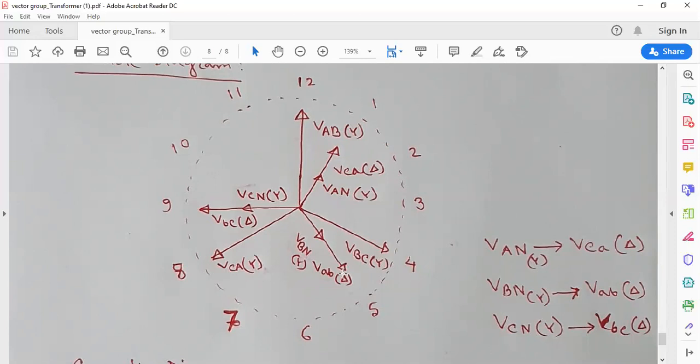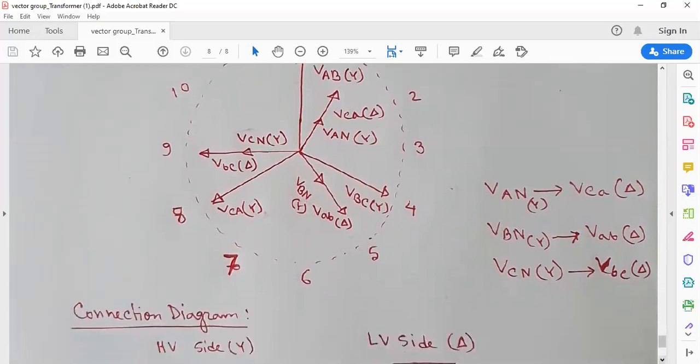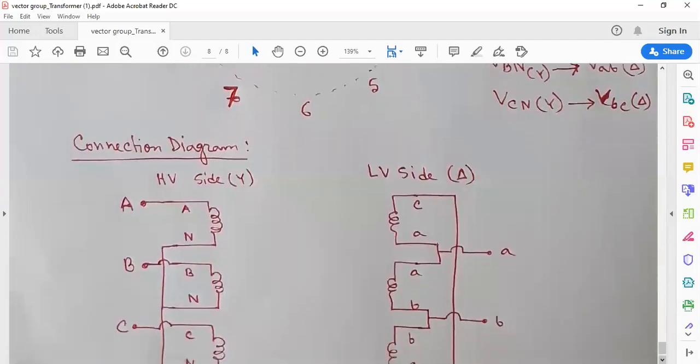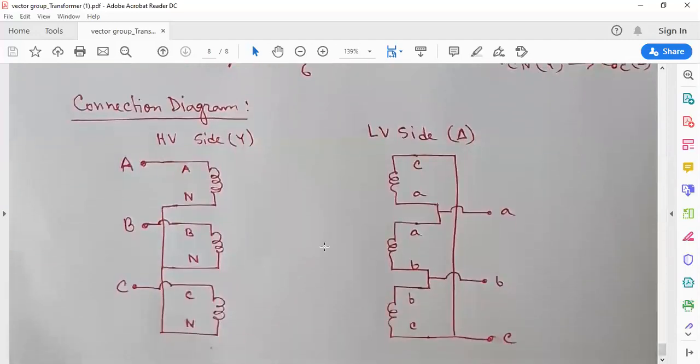Another two voltages from primary and secondary are related here, VBN and VAB. So VBN is related to VAB. VCN and VBC are related to each other. So now we have to draw the connection diagram. This is the connection diagram.